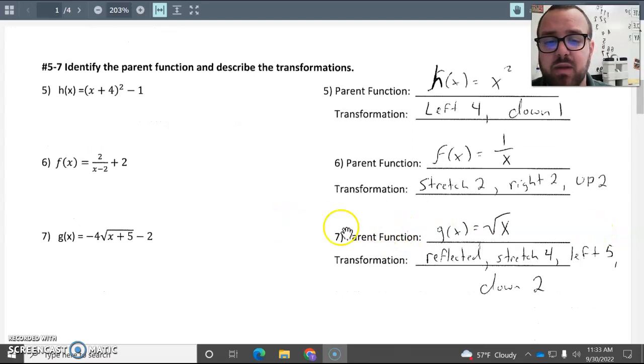For number 7, it is reflected or flipped. It is a stretch of 4. It is going to the left 5 and down 2, and that would be a radical function. So again, identify the parent function, and then what transformations are going on based on our A, H, and K.